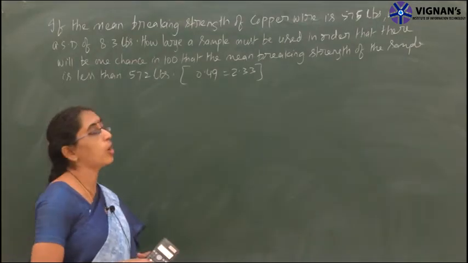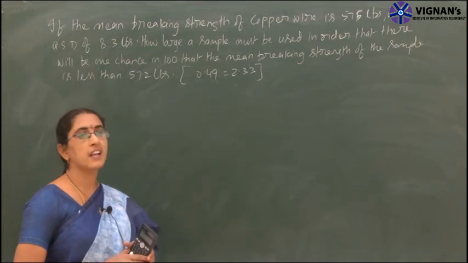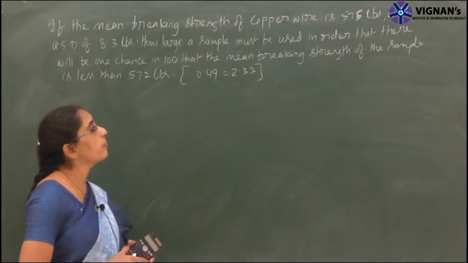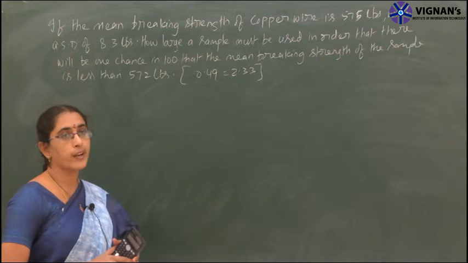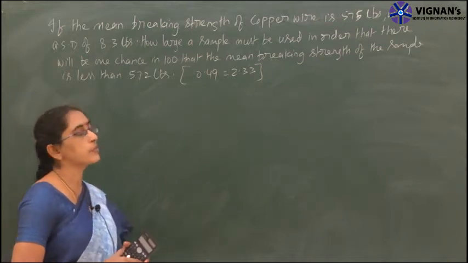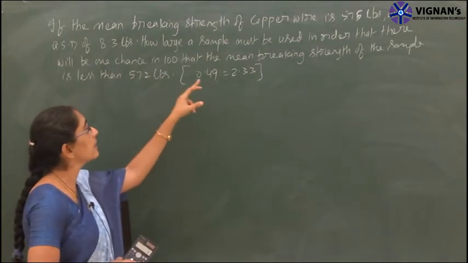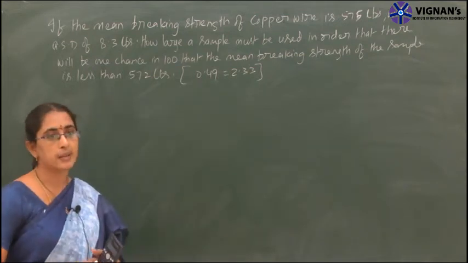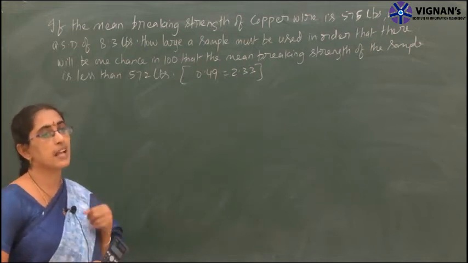Now let us see the problem where we have to find the sample size when the mean and standard deviation are given to us. If the mean breaking strength of copper wire is 575 lbs with a standard deviation of 8.3 lbs, lbs means the physical units, how large a sample must be used in order that there will be one chance in 100 that the sample mean breaking strength is less than 572 lbs here. So there will be one chance in 100 means that is the probability of the sample mean they have given here.